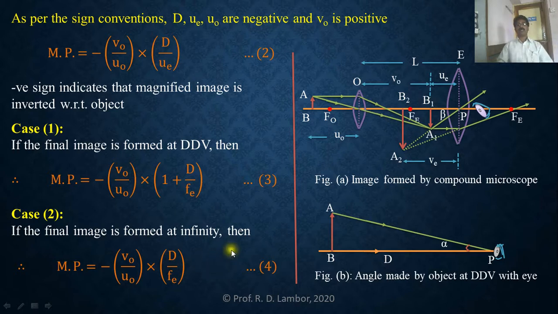So in this way we get expression for magnifying power of compound microscope, and these are the two cases. Equation 3, when image is formed at DDV gives the magnifying power, and equation 4, when image is formed at infinity gives us magnifying power. Now let us try to find length of microscope.